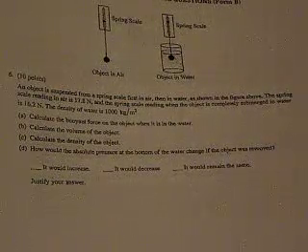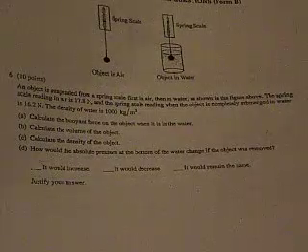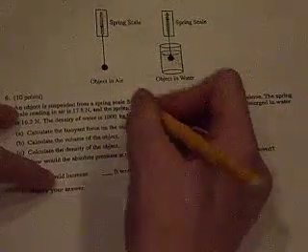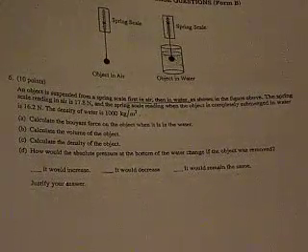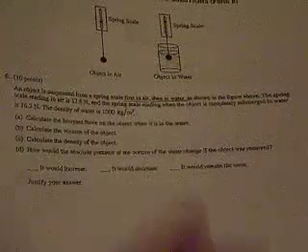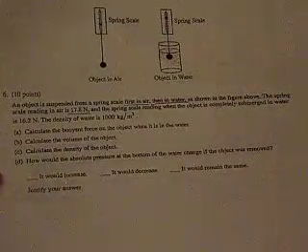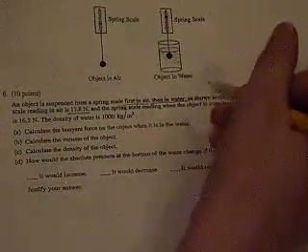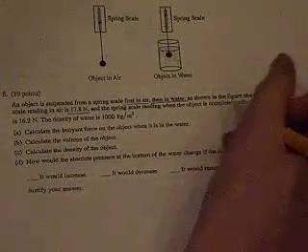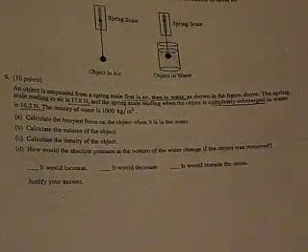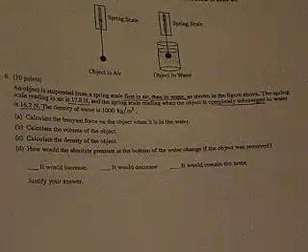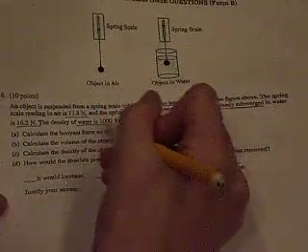Let's read the question. An object is suspended from a spring scale, first in air, then in water, as shown in the figure above. The spring scale reading in air is 17.8 newtons, and the spring scale reading when the object is completely submerged in the water is 16.2 newtons. And we have the density of the water equal to 1,000 kilograms per meter cubed.